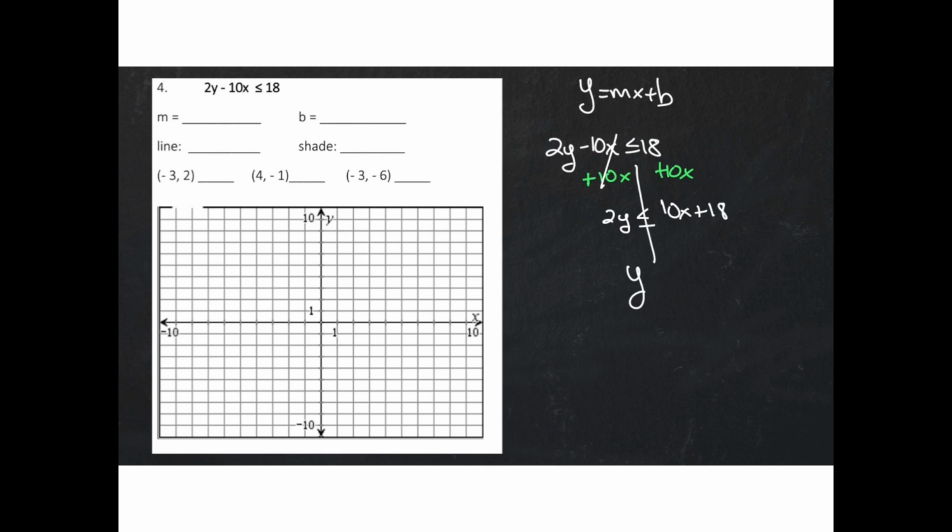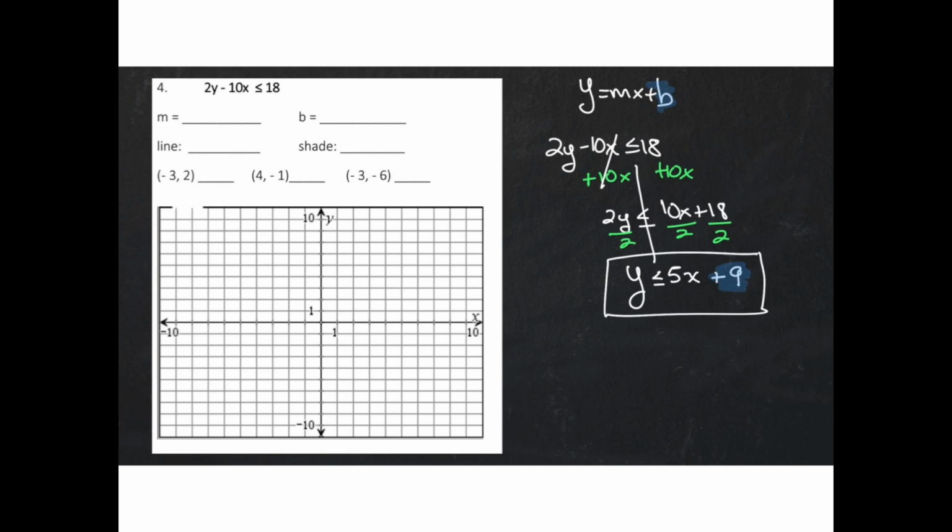Last step, cancel the 2. So we divide everything by 2. Okay, so 10 divided by 2 is 5x. 18 divided by 2 is 9. And again, we didn't do anything to change our symbol, so it's going to stay like this. So this is actually the inequality we're going to solve. This is going to be a lot easier for us to figure out. Why? Because I can see that b is going to be the 9.